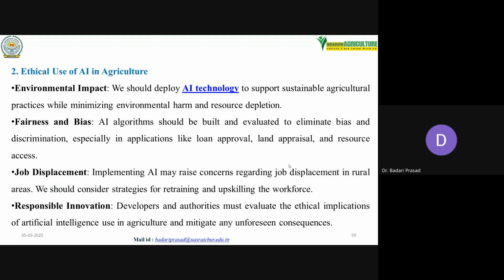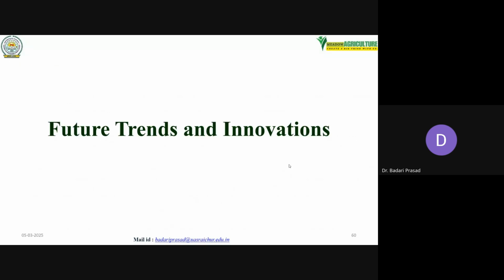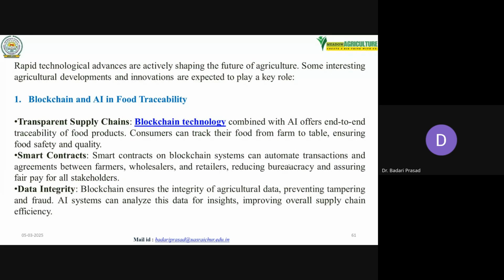Responsible innovations. Developers and authorities must evaluate the ethical implications of artificial intelligence used in agriculture and mitigate any unforeseen consequences. So, the future trends and innovations: rapid technological advances are actively shaping the future of agriculture. Some interesting developments and innovations are expected to play a key role. One such is blockchain and artificial intelligence in food traceability. Transparent supply chains: blockchain technology combined with AI offers end-to-end traceability of food products. Consumers can track their food from farm to table, ensuring food safety and quality.